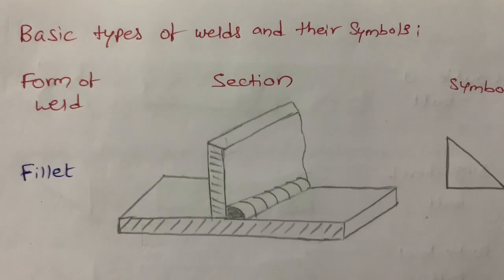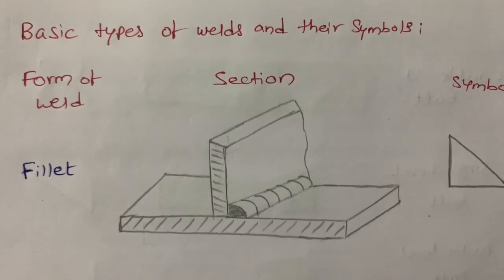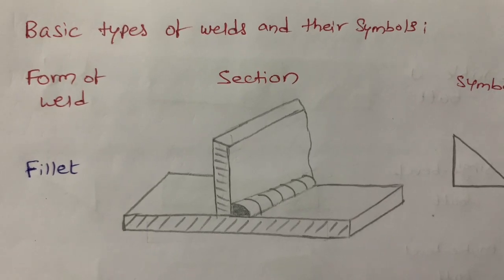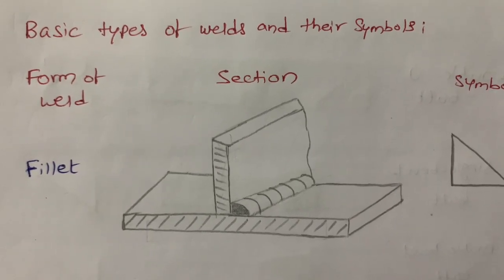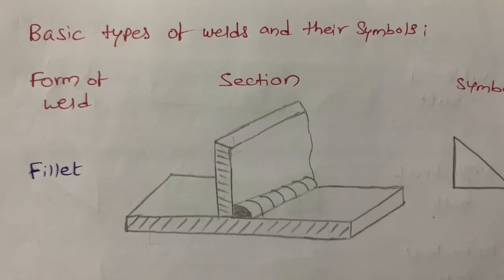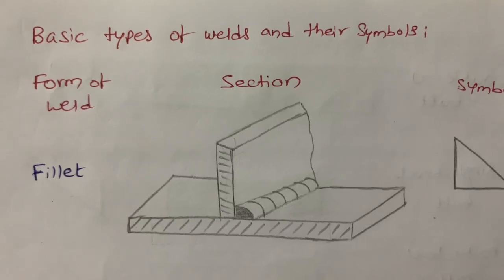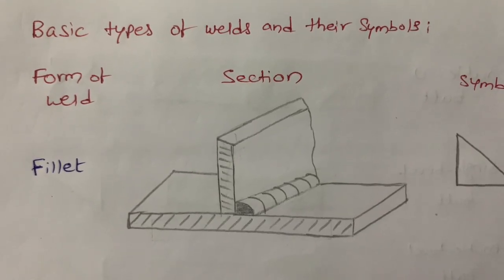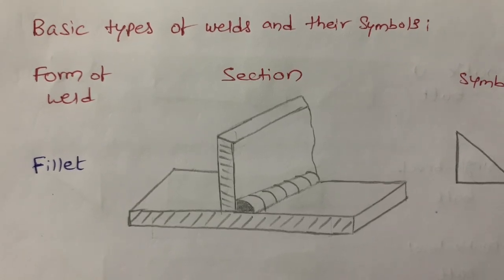Hello everyone. Now I'm going to explain to you about welded connections in design of steel structures. In my previous lecture, I explained about bolted connections, that is, by using bolts, we connected two plates like that. Here, by using welding, we are going to connect two steel members.